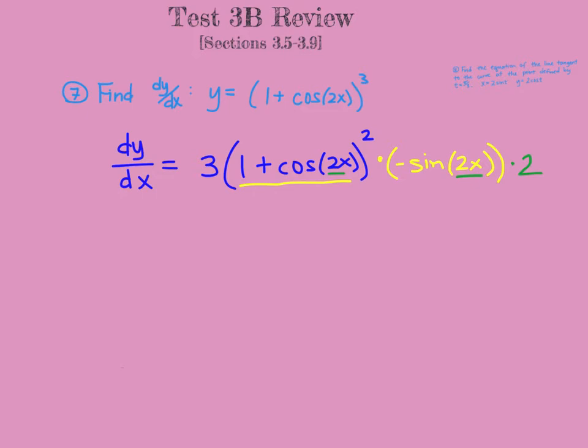Cleaning up, on the outside, we have the 3 times the 2, and we also have this negative 1. So on the outside, we'll have a negative 6. And then we can write these in either order. I'm going to put the sine of 2x first. And then we're multiplying by 1 plus the cosine of 2x, and then that's squared. So really, as long as the negative 6 is out front, the order of this factor and this factor does not matter.